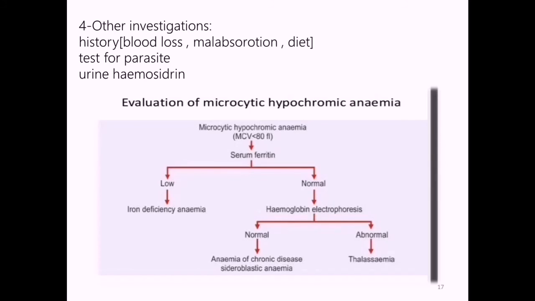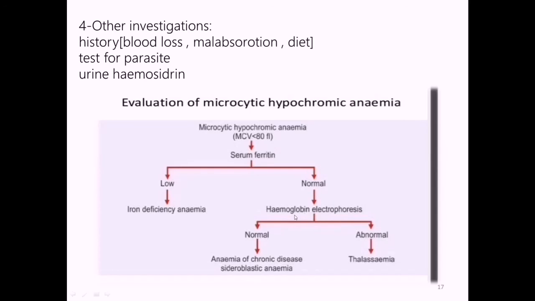Here is an important diagram for evaluation of microcytic hypochromic anemia, showing how we can differentiate between iron deficiency anemia and thalassemia. This is an important point because both of them are microcytic hypochromic anemia, with mean corpuscular volume, or MCV, below 80 femtoliters. We can do the serum ferritin. As we said, it is an accurate test. If it is low, it is iron deficiency anemia.